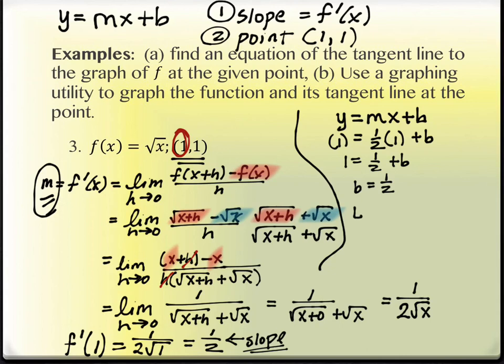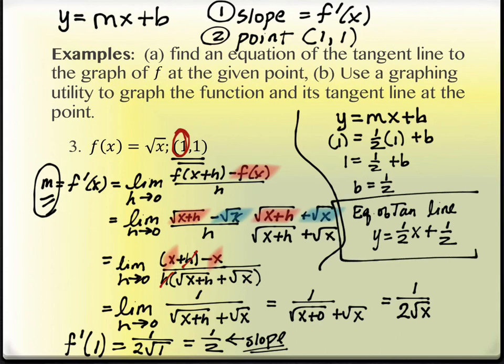So my equation of my tangent line is y equals the m, the slope was 1/2, x plus the b value I just found, which was also 1/2. So my equation of my tangent line, the actual answer to my question, is y equals 1/2 x plus 1/2.